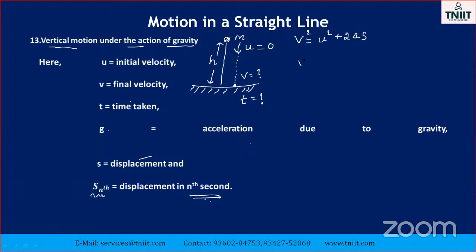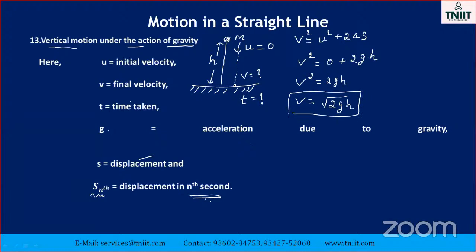Final velocity you have to find. Initial velocity will be 0, plus 2 into a, which is nothing but g. Distance covered is h. So v squared is equal to 2gh. So what is velocity v? v is nothing but root of 2gh. So what is the formula for the velocity of the particle when it comes to the ground? When it reaches the ground, its velocity is given by v is equal to root of 2gh.